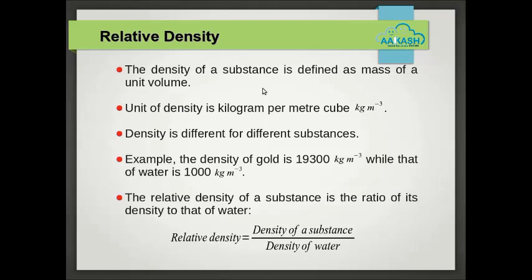Lastly, let's see what is relative density. The density of a substance is defined as mass of a unit volume. The unit of density is kilogram per meter cube, and it is different for different substances. For example, the density of gold is 19300 kg per meter cube, while that of water is 1000 kilogram per meter cube. The relative density of a substance is the ratio of its density to that of water, and it is given by relative density equals density of a substance divided by the density of water.